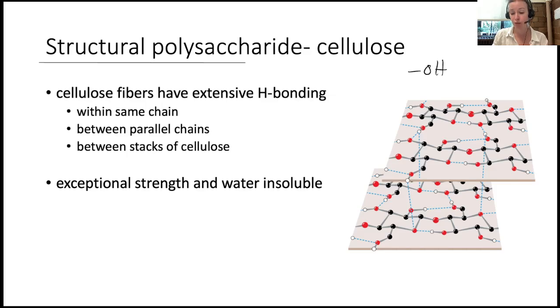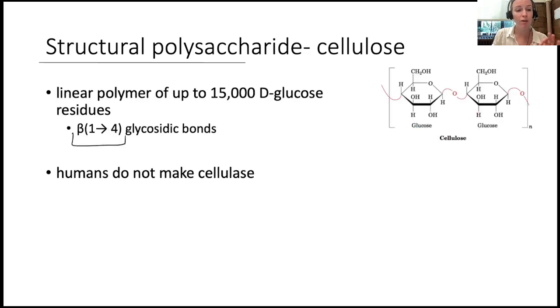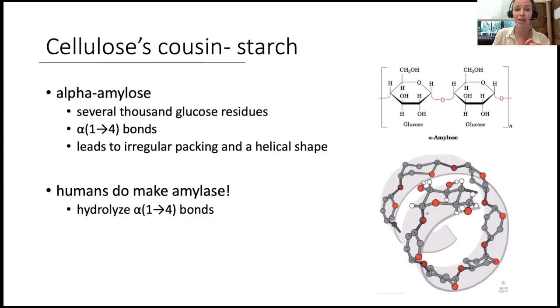I want us to compare cellulose that has a beta 1-4 glycosidic bond to its cousin starch, or amylose. The only difference, the only substantive difference between cellulose and starch is that starch has an alpha 1-4 bond. It still is a massively long string of glucose molecules, but the glycosidic bond is not beta, it's alpha. And so this leads to irregular packing and a helical shape.